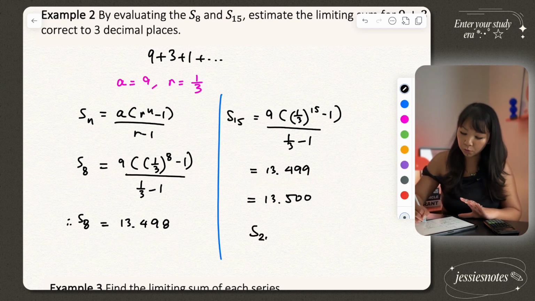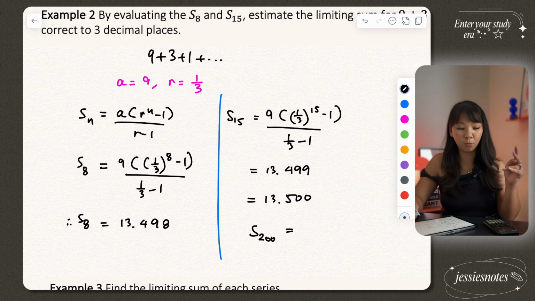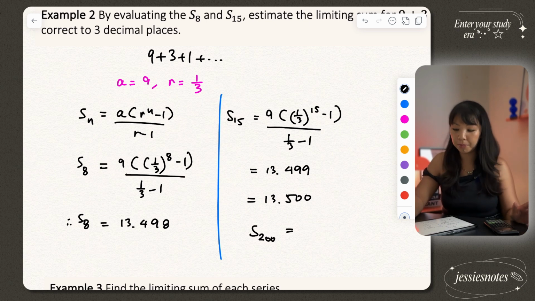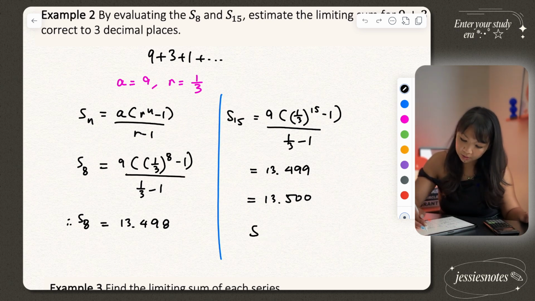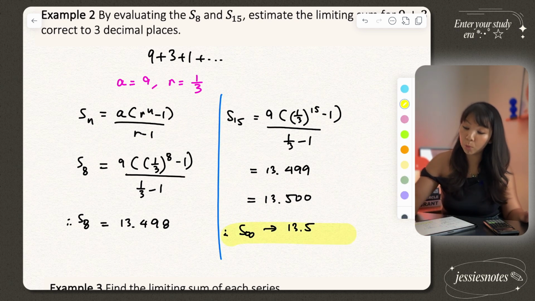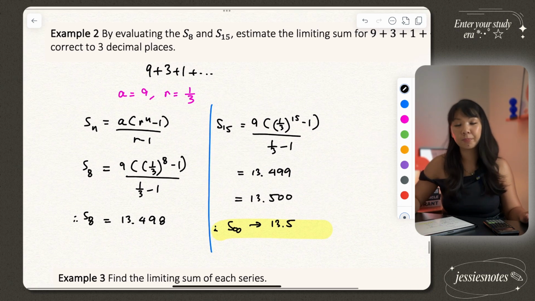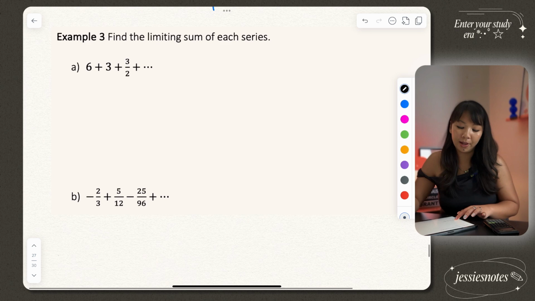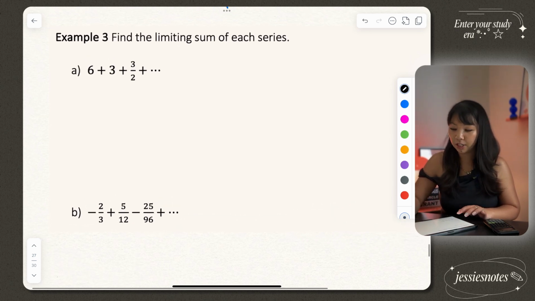Even if I had S of 200, you will find that it will be something along the lines of 13.499999999, etc. But it basically is 13.5. So I'm going to say that the limiting sum, it looks like it's going to approach 13.5. Okay, and this is without using the limiting sum formula. So what if you have the limiting sum formula or they want you to use it? Well, then this is what you can do.